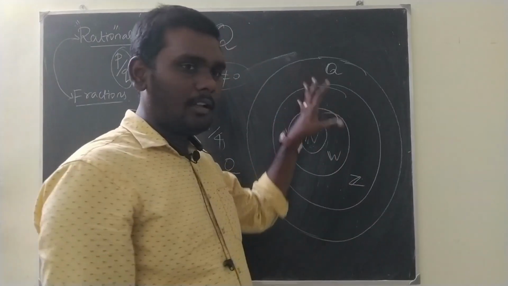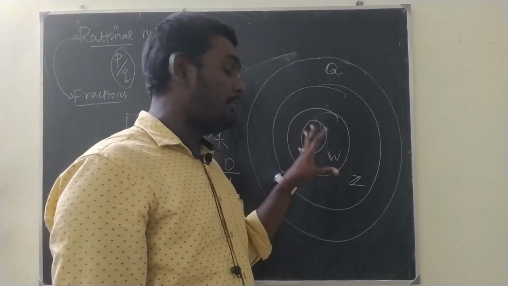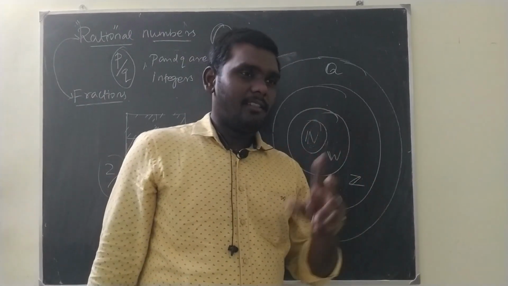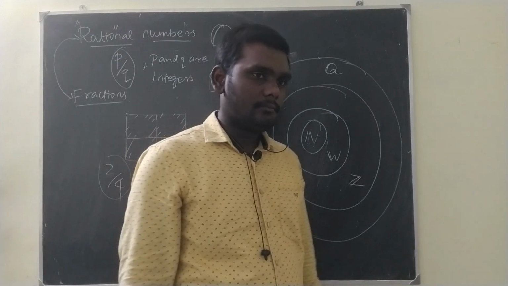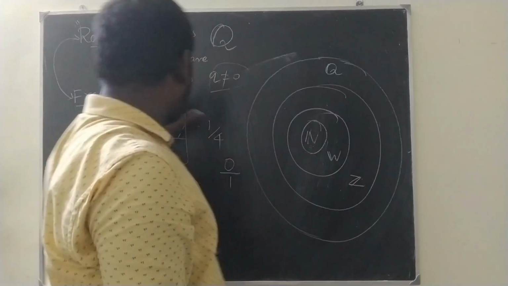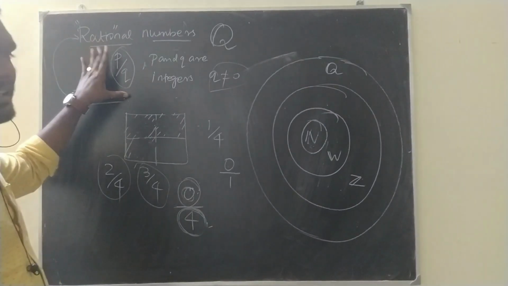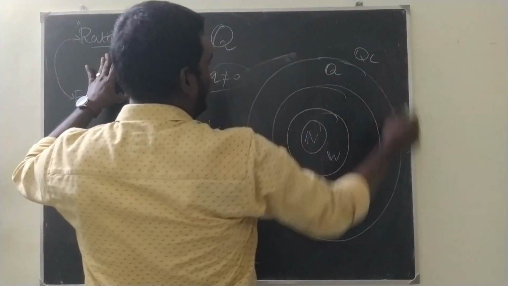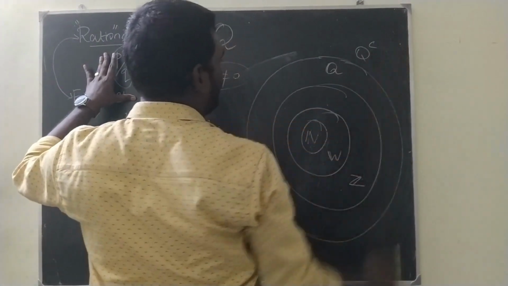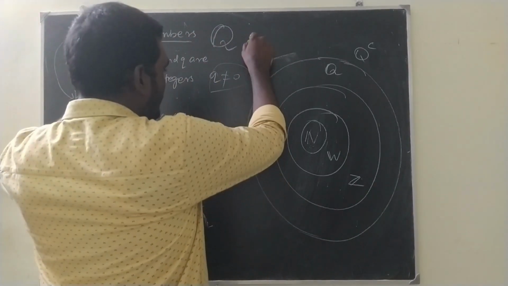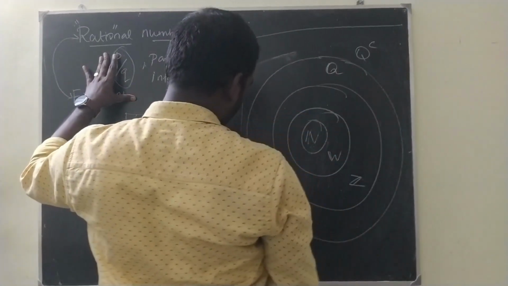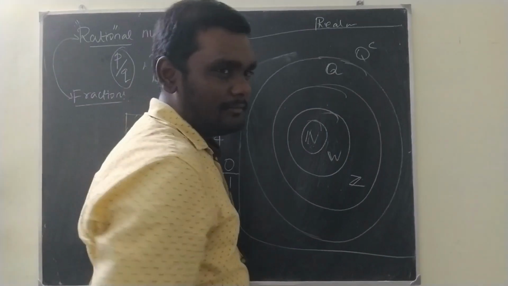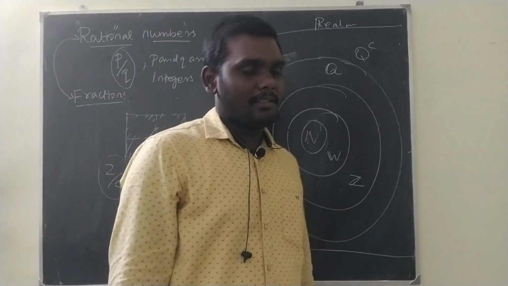So these are all the available numbers to calculate. Apart from this, there are some other numbers, namely irrational numbers. Irrational numbers are simply those which are not rational, which cannot be written in the form P by Q. Like Q with a complement on top, we denote that, and all together we denote that as real numbers. It goes on. After real numbers also we have some other number sets.